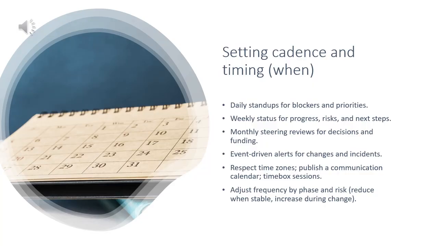Typical cadences include daily stand-ups for blockers and priorities, weekly status for progress, risks, and next steps, monthly steering reviews for decisions and funding, event-driven alerts for changes and incidents. Respect time zones and working hours. Publish a communication calendar. Time-box sessions to protect focus. Adjust frequency based on project phase and risk. Reduce cadence when stable. Increase cadence during change.